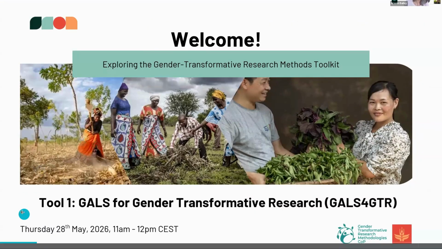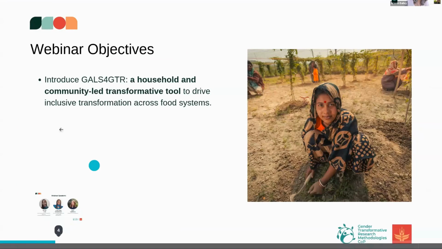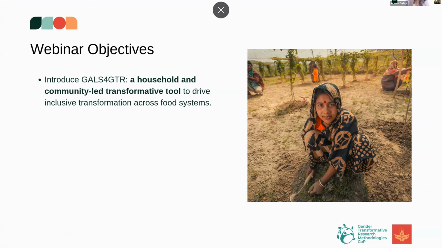As I said, we're talking about GALS for Gender Transformative Research. Today we're going to introduce this tool, the GALS for GTR, which is a household and community-led transformative tool.